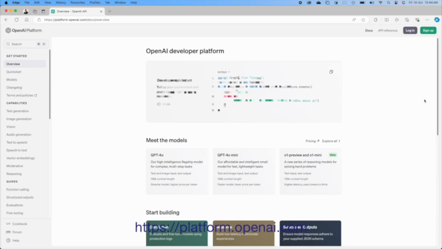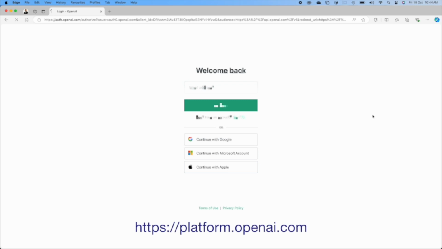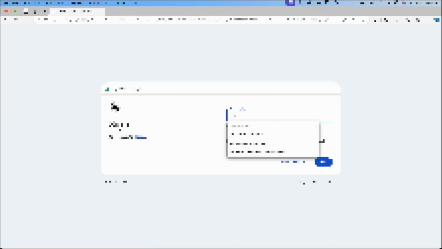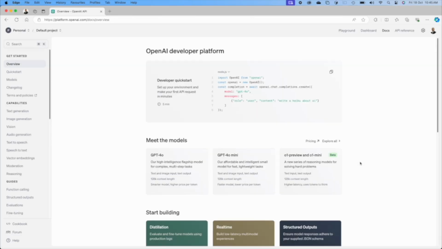So what you need to do is to go to platform.openai.com, log in with a Google, Microsoft, or an Apple account. I'm doing so here using my Google account. And once you do that, you will get access to the platform. So this is the OpenAI developer platform.